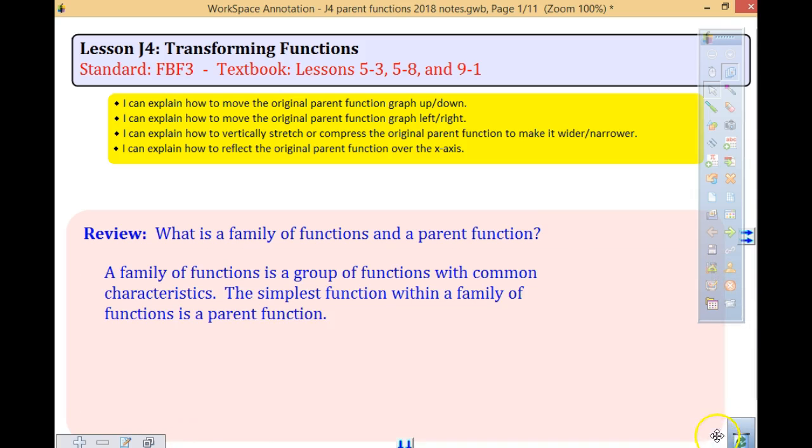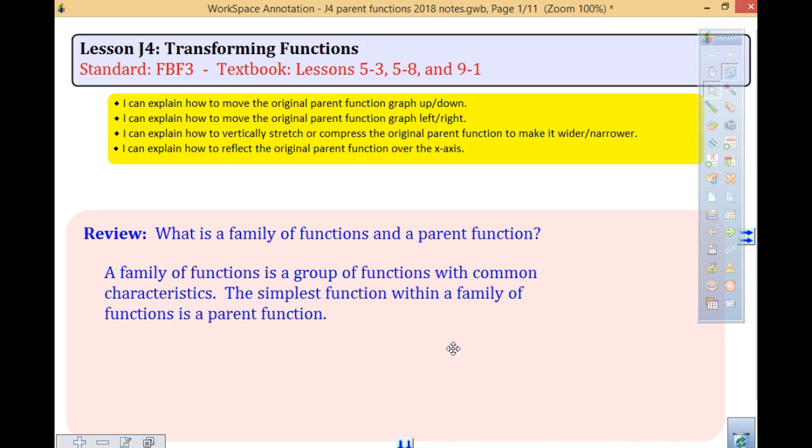Quadratic looks a little different. So, when we are looking at a family of functions, it's a group of functions that have common characteristics, and it's the simplest function within the family of our parent functions. So the quadratic is actually not that different than the other one. Go to this part. It is going to be the y equals x squared, right? That's just the parent function.